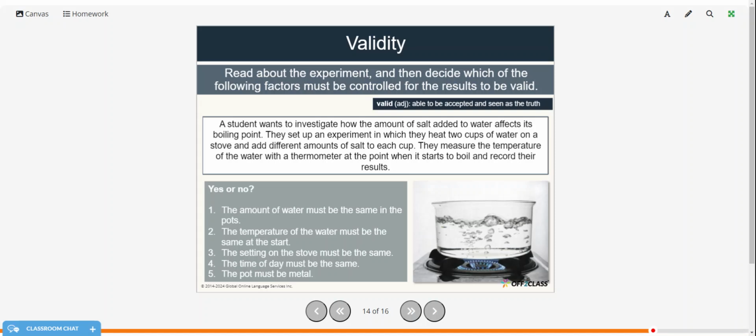So, now we're going to read about the experiment and decide which of the following factors must be controlled for the results to be valid. And valid is an adjective meaning to be able to be accepted and seen as the truth.